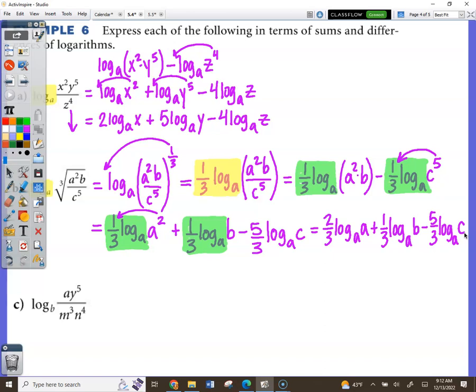There's no way I can do a problem of this and actually get it right every single step. It's not.